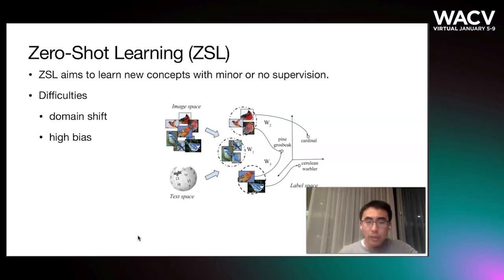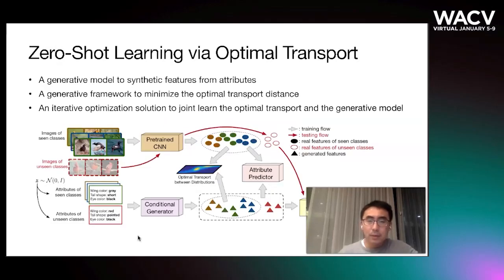However, there are two major issues. One is domain shift. The classifier learned on the seen classes cannot be easily adapted to the unseen ones. And the other is high bias. The classifier is easily biased towards the seen classes.